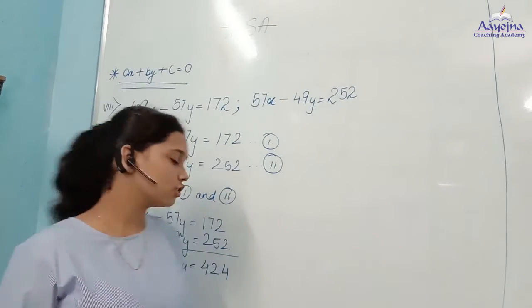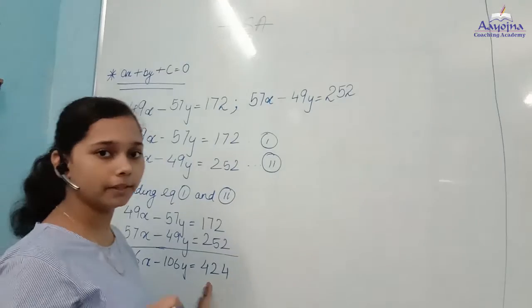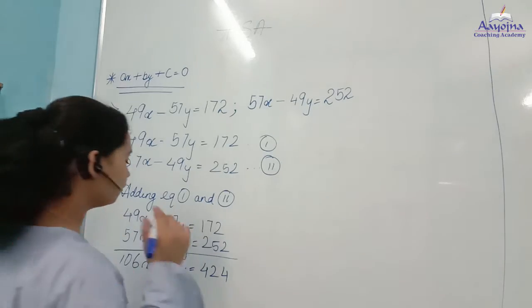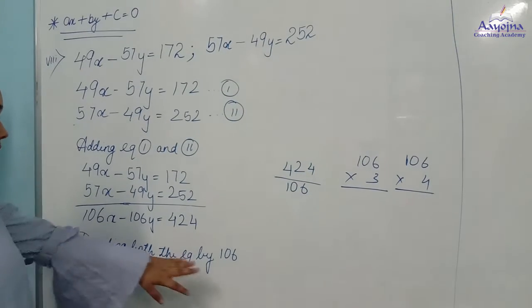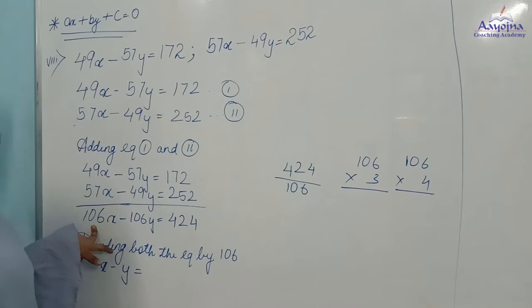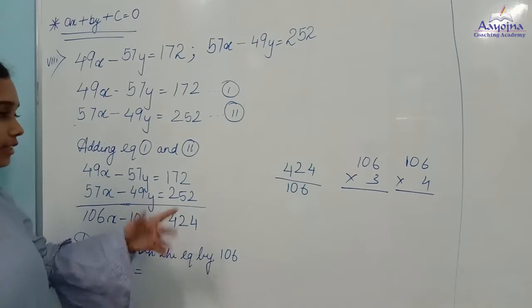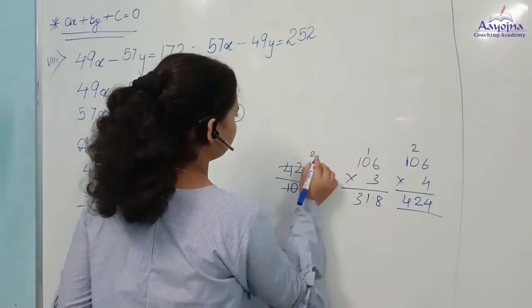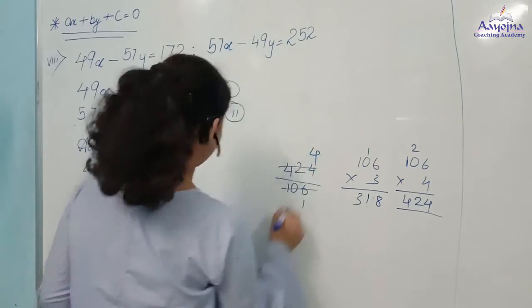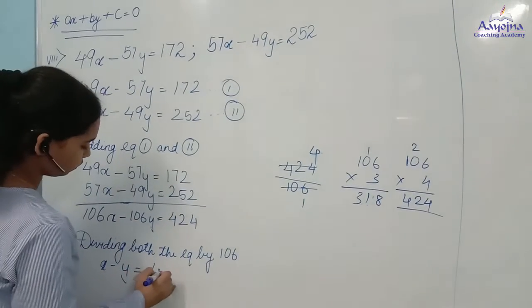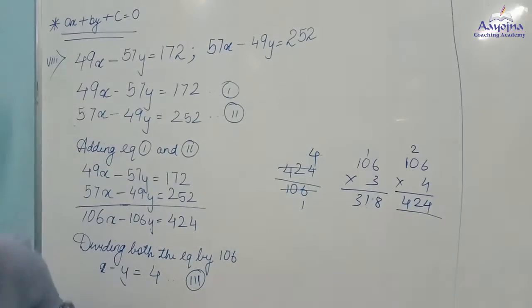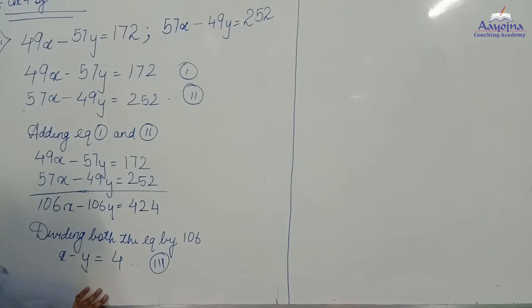Now we will divide it by such a number so that we get x minus y. Here 106 and 106 are common, so we will divide it by 106. So 106 divided by 106 becomes 1. So it becomes x minus y is equal to, let's see what we get after dividing 424 by 106. It becomes 4. x minus y is equal to 4, and we will call this equation 3. Now we are completed with the A, that is addition.